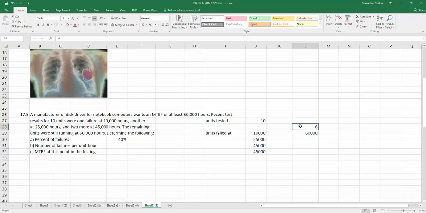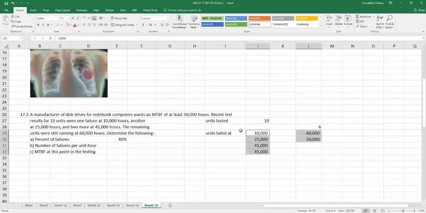60,000 hours. But we are dealing with a testing duration of 50,000 hours. So we will limit ourselves to this number. So if 6 of them were subjected to 50,000 hours. Let me get rid of this number, even though this information is given, we are not going to use it. Let me do this. Okay, and then like that.